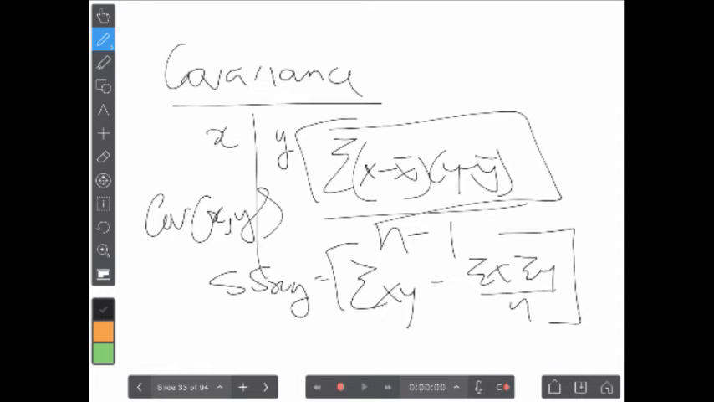So that's the sum of squares xy, and that's our covariance formula. Now the covariance can be negative, unlike the variance of x and variance of y, which cannot be negative. If it's negative, it means that x and y are negatively related. If it's positive, it means that x and y are positively related.